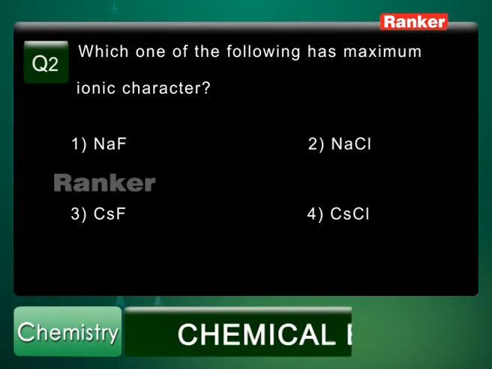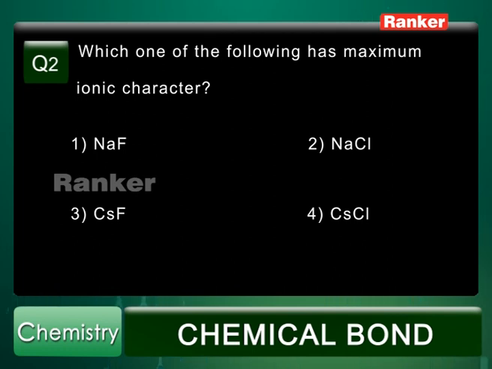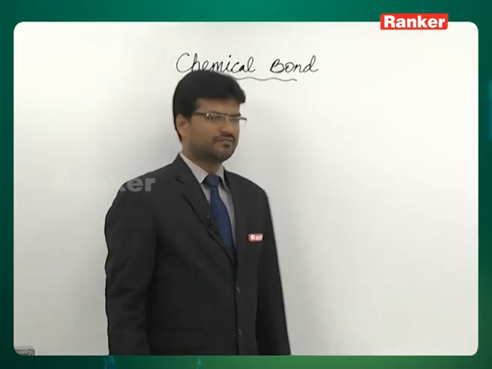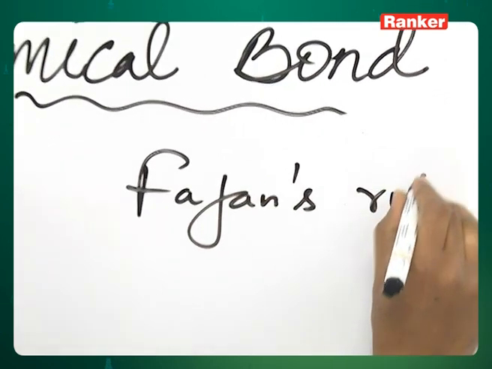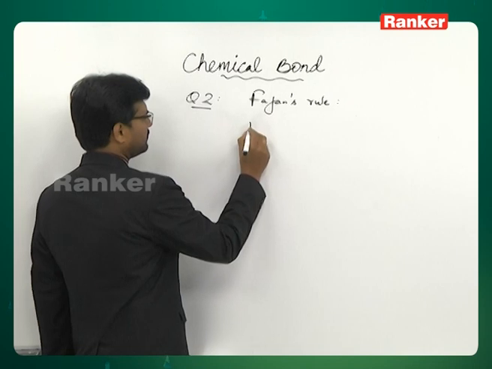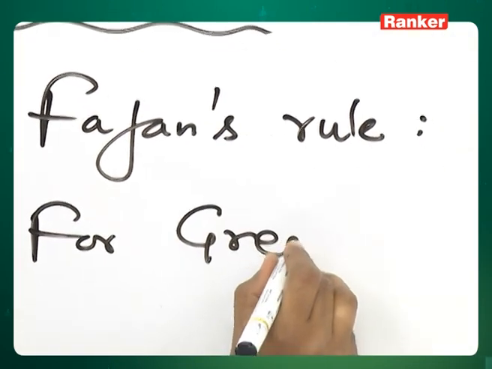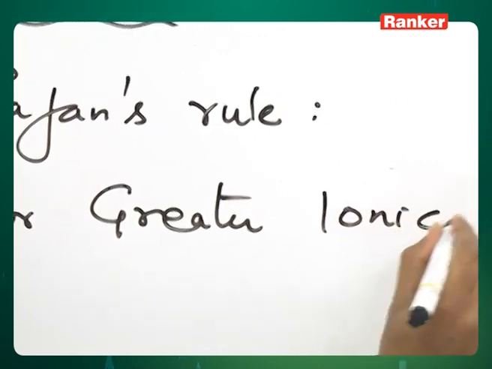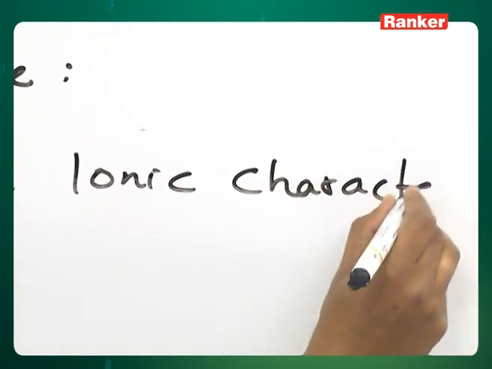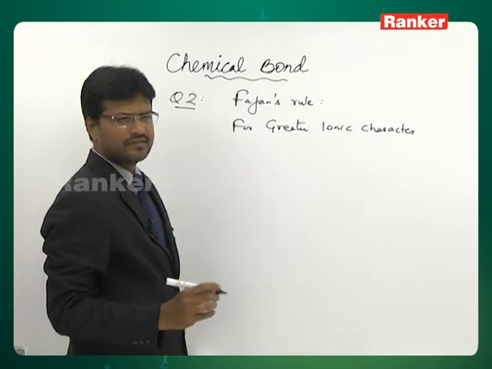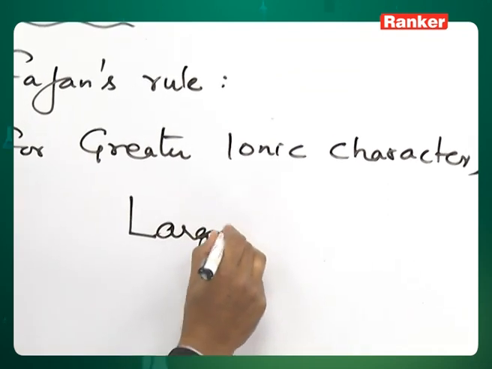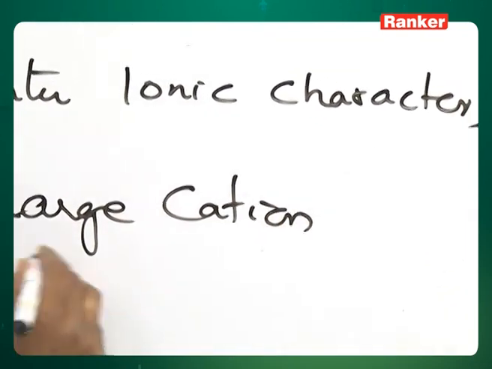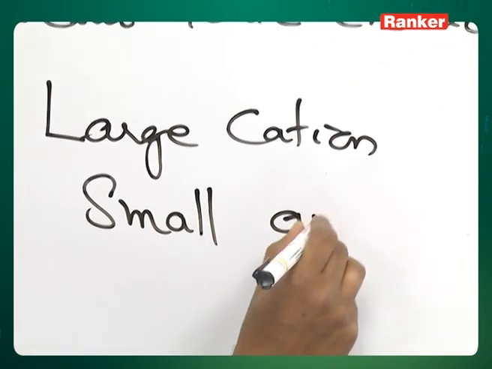Question number 2. Which of the following has maximum ionic character? Which one of the following has maximum ionic character? See, according to Fajan's rules, for greater ionic character, the extent of polarization should be less. For greater ionic character, the extent of polarization should be less. So you require large cation and small anion.